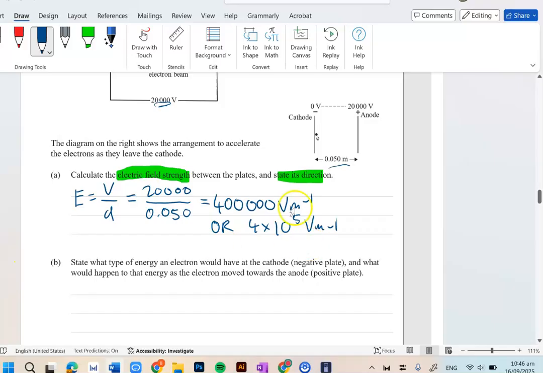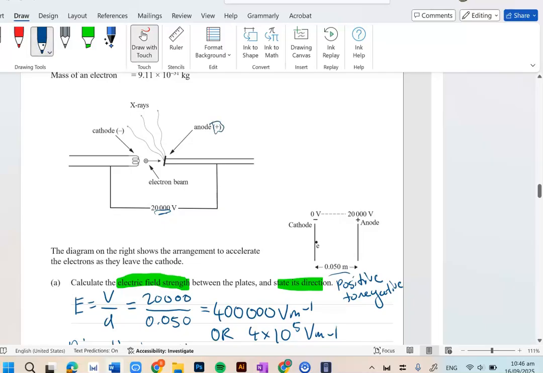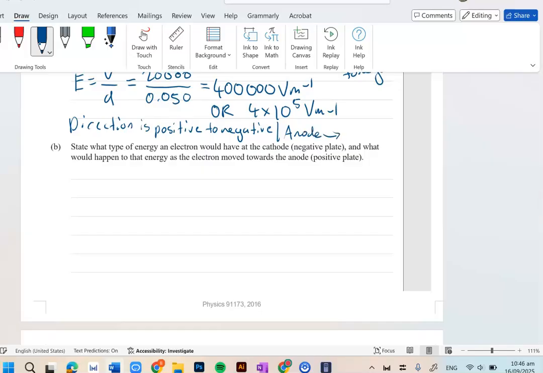Now we're not done yet, we still need to state the direction. So in an electric field, it always goes from positive to negative. So we can write something like this, direction is positive to negative. Okay, so that would be from the anode, because this is positive, and to the cathode. So we can also go like anode to cathode.